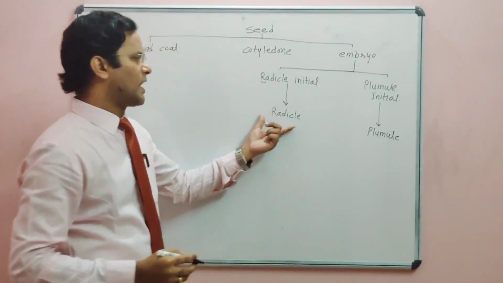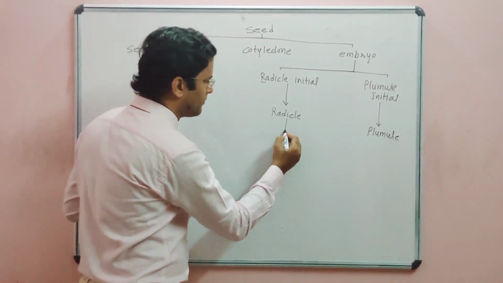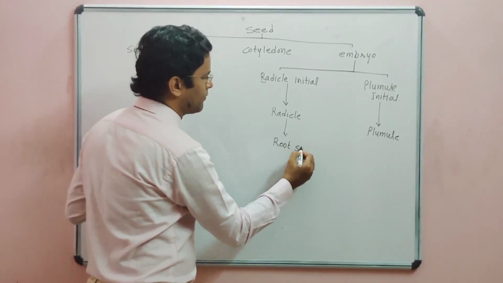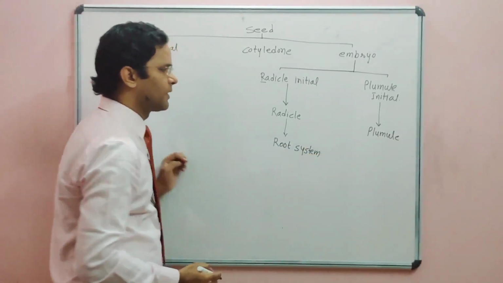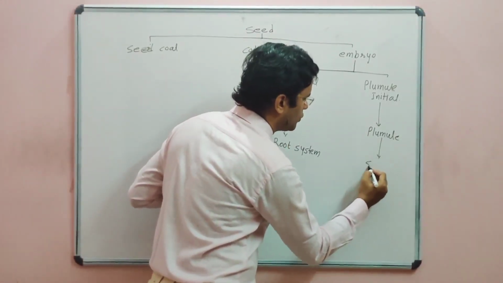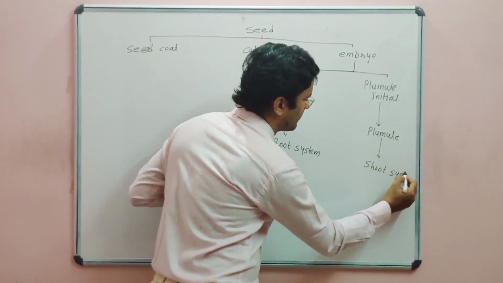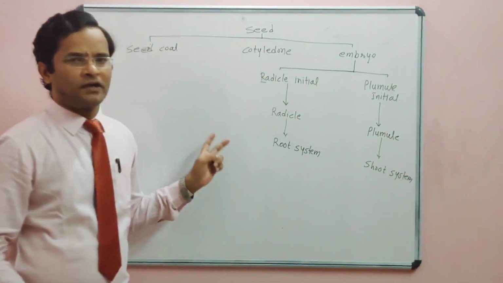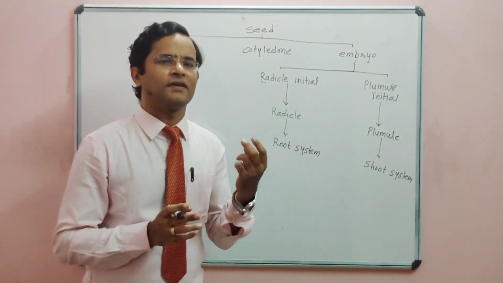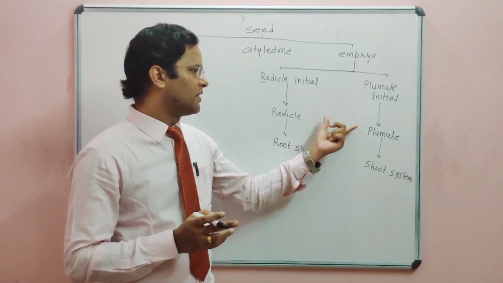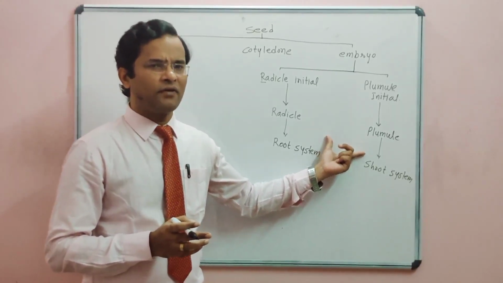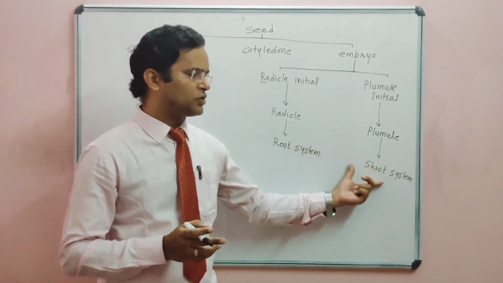Okay, so that radicle will give the primary root, or we can say the root system completely. That root system is developed from the radicle, and the plumule will develop into the shoot system. Now in the plant, in the very early phase, from the seed, plumule and radicle will arise when the seed is germinating, which will develop further into the root system and shoot system.